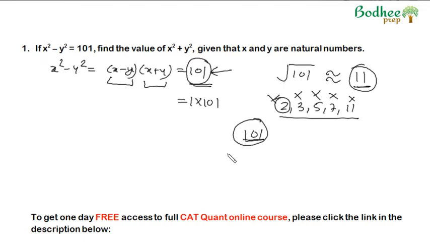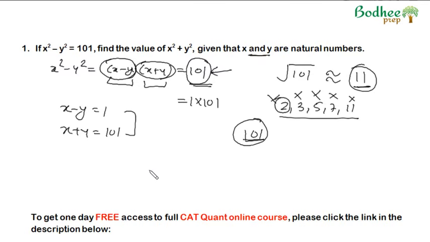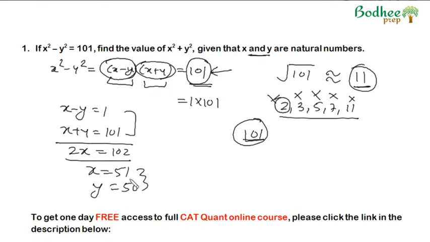So from here we can say that since x and y are natural numbers, x minus y would be less than x plus y, right? Because both are positive numbers. So if I compare term wise, x minus y has to be 1 and x plus y has to be 101. We can solve these two equations to get the corresponding values of x and y. If I add them, we'll get 2x equal to 102 and the value of x will be 51. And if I substitute x as 51, then the value of y would be 50.